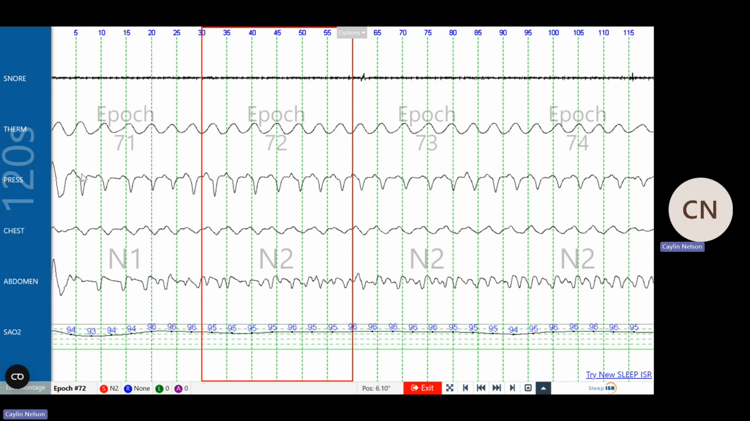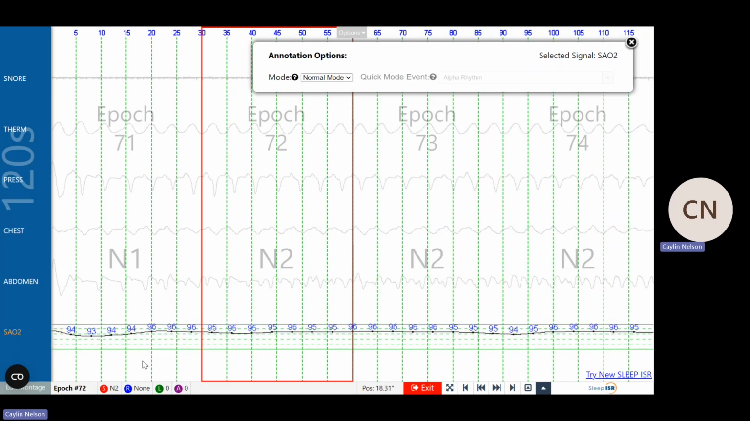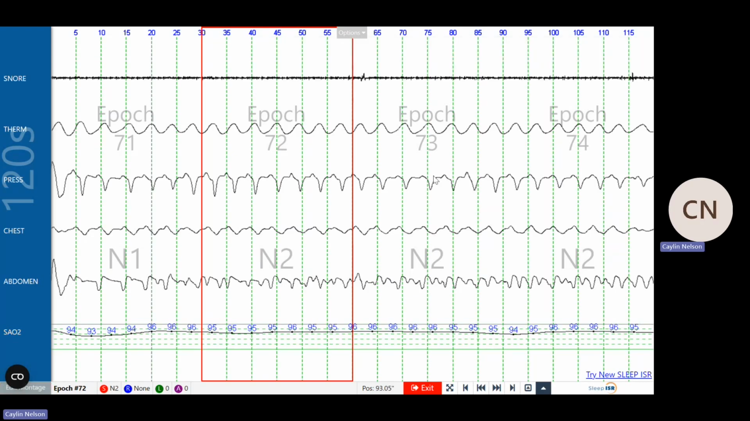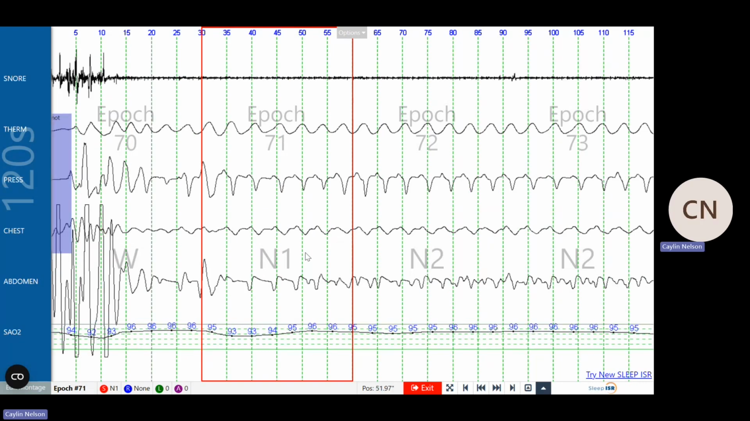So when looking at that, we will look back down to the oxygen levels here. You can see the bottom peak is at 93, goes up to 96, but then after that it kind of hovers around 95 to 96 for the continuation of these next 4 epochs. So that slight decrease in amplitude in the pressure channel isn't exactly a hypopnea.